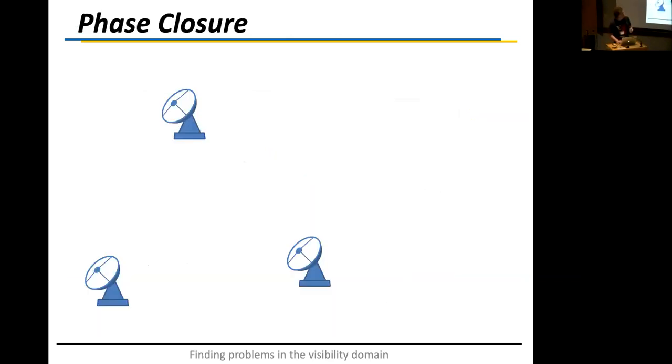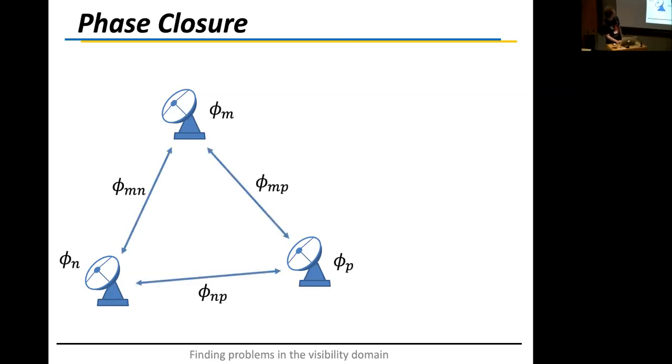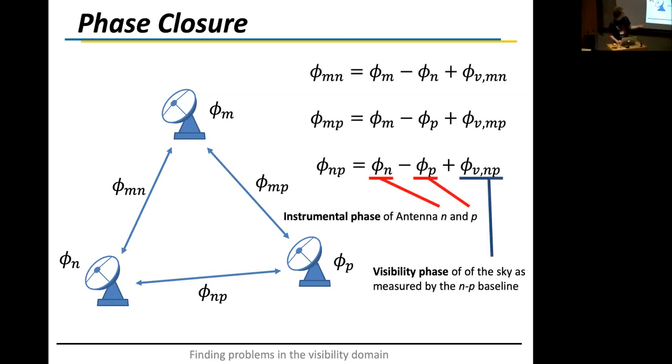All right, another thing that you can use as a tool with uncalibrated data is looking at something called phase closure. The idea is I have 3 antennas, and so I have 3 unique baselines, and each of these baselines has a particular phase of the visibility that it measures. The phase for each baseline, ignoring the noise component for a second, is the instrumental phases of the 2 antennas plus this visibility phase. So that's just the noise-free visibility.